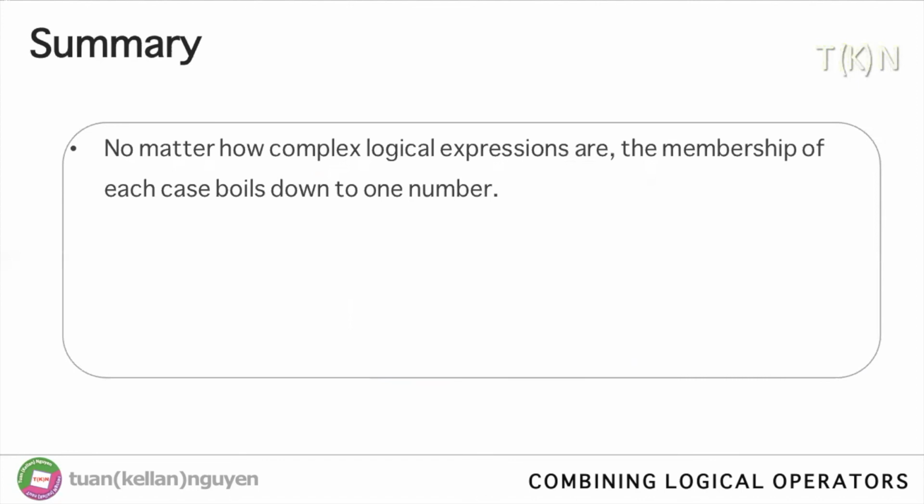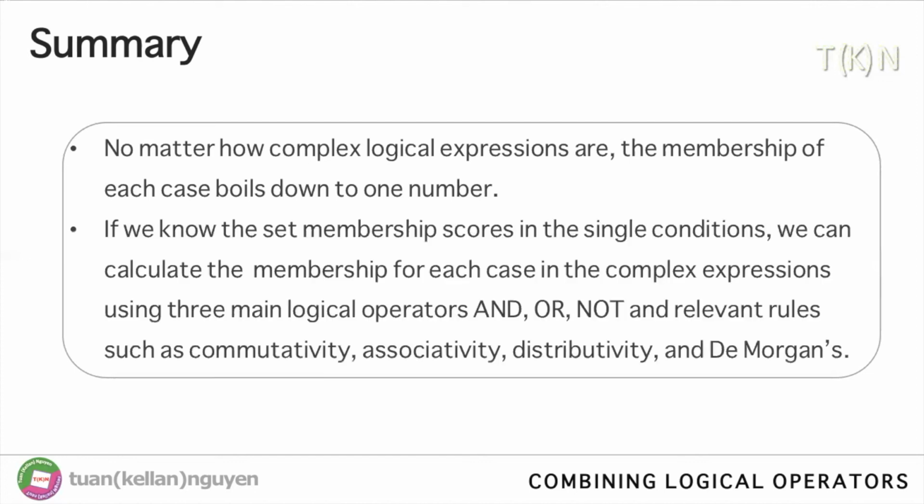It's time for us to wrap up what has been discussed. No matter how complex logical expressions are, the membership of each case boils down to one number. If we know the set membership scores in the single conditions, we can calculate the membership of each case in the complex expressions using three main logical operators, AND, OR, NOT, and relevant rules such as commutativity, associativity, distributivity, and the Morgan's law.